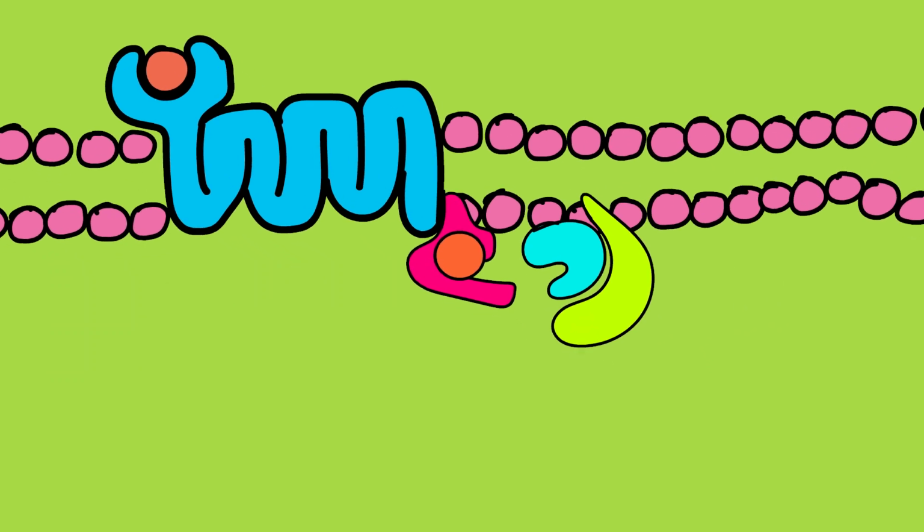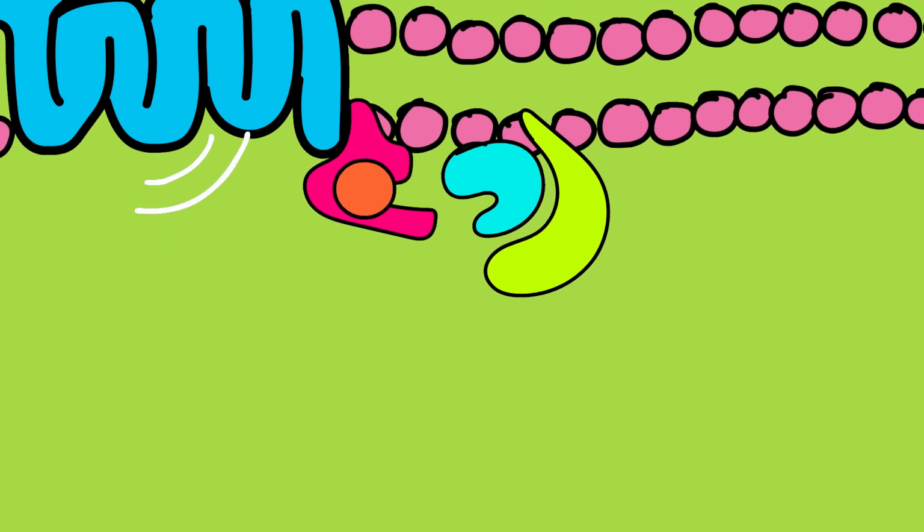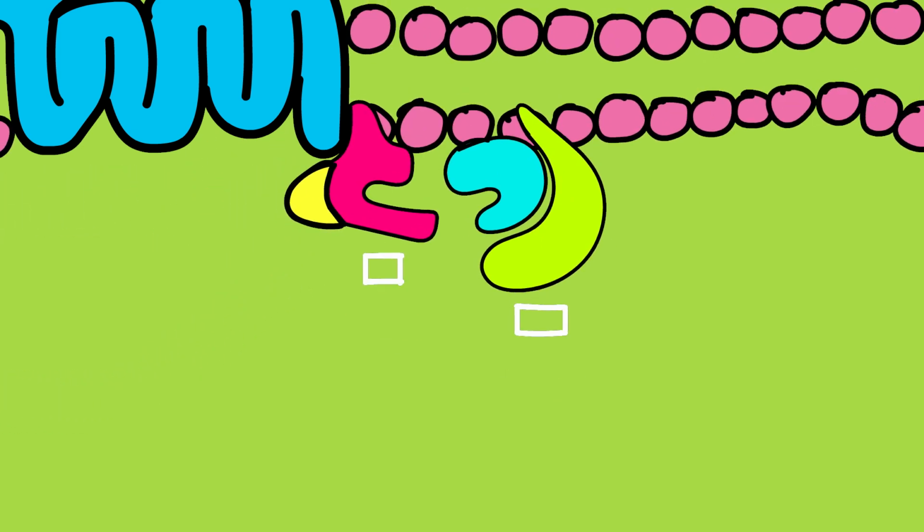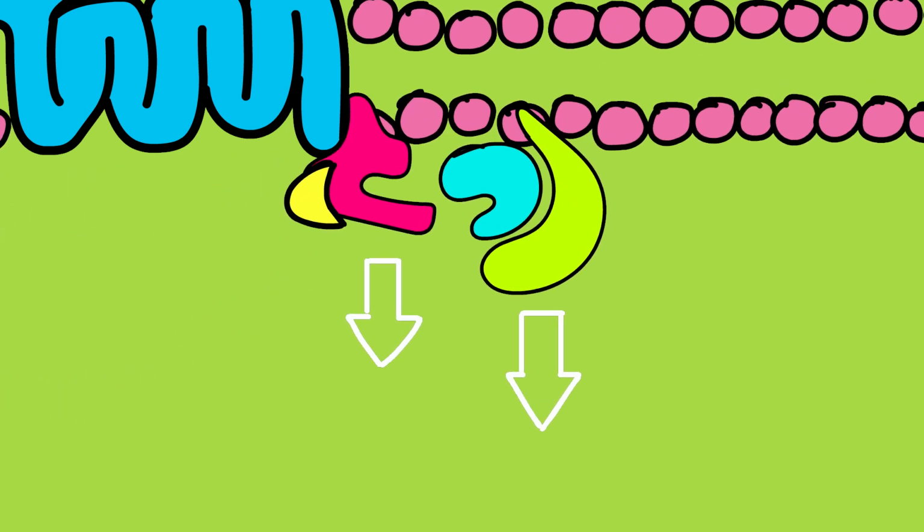So what this activated GPCR receptor does is that it replaces the GDP with GTP, which activates the G protein as a whole, so it can initiate further downstream processes.